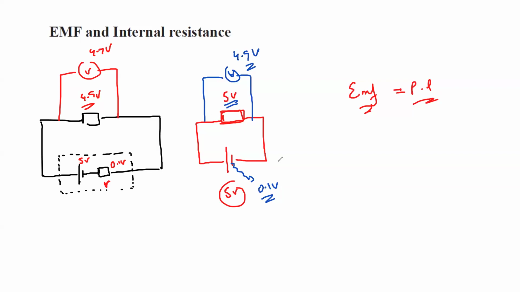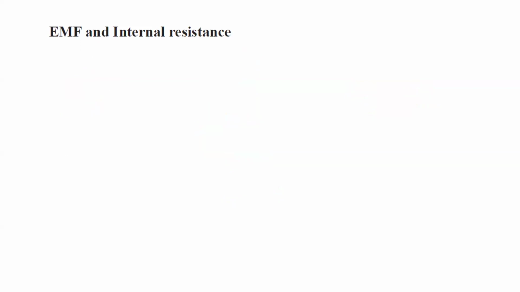So how do we derive a formula for the internal resistance and compare it with the voltage of a cell? Let's say this is a cell with internal resistance.